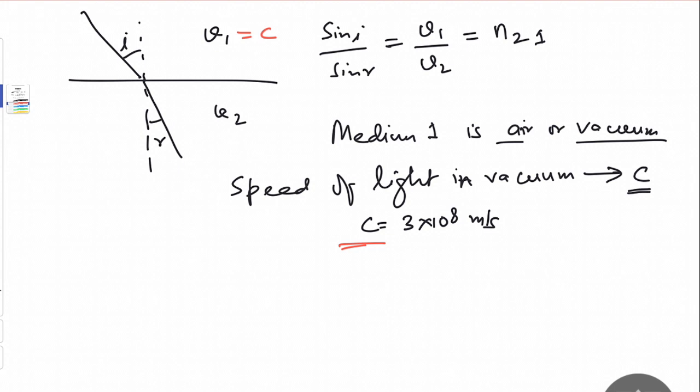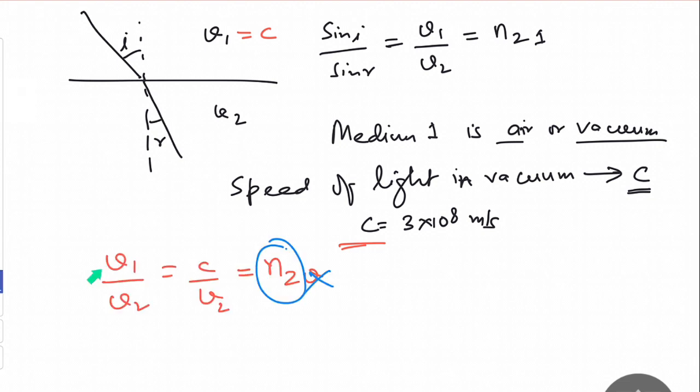Okay, but normally we will not write "vacuum". We will just call it refractive index of medium 2. Once again, when the first medium is air or vacuum, then the speed V1 is equal to C, and instead of calling it refractive index of medium 2 with respect to vacuum, we will just call it refractive index of medium 2.